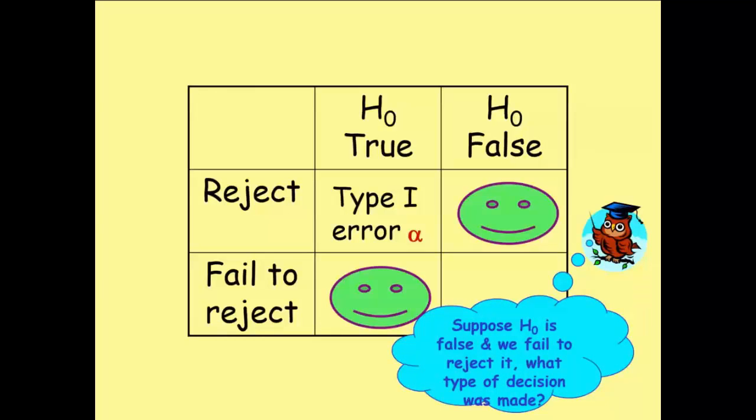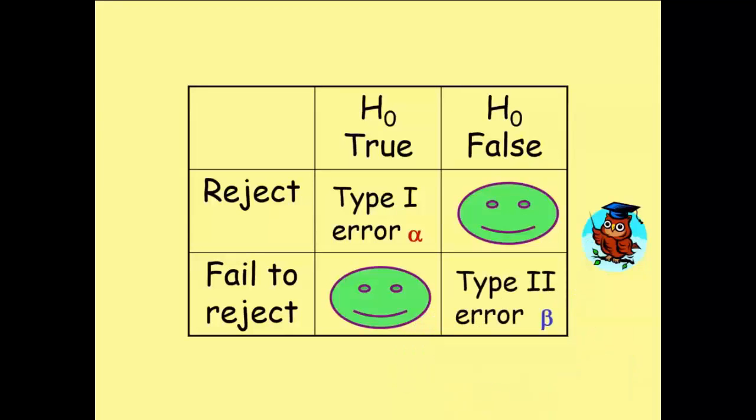And suppose the null is false and we fail to reject it. What type of decision was this? Well, a false null and we fail to reject it. So false meant I should have rejected it, but I didn't. So that's where type 2 comes in, and that's where we call it beta.